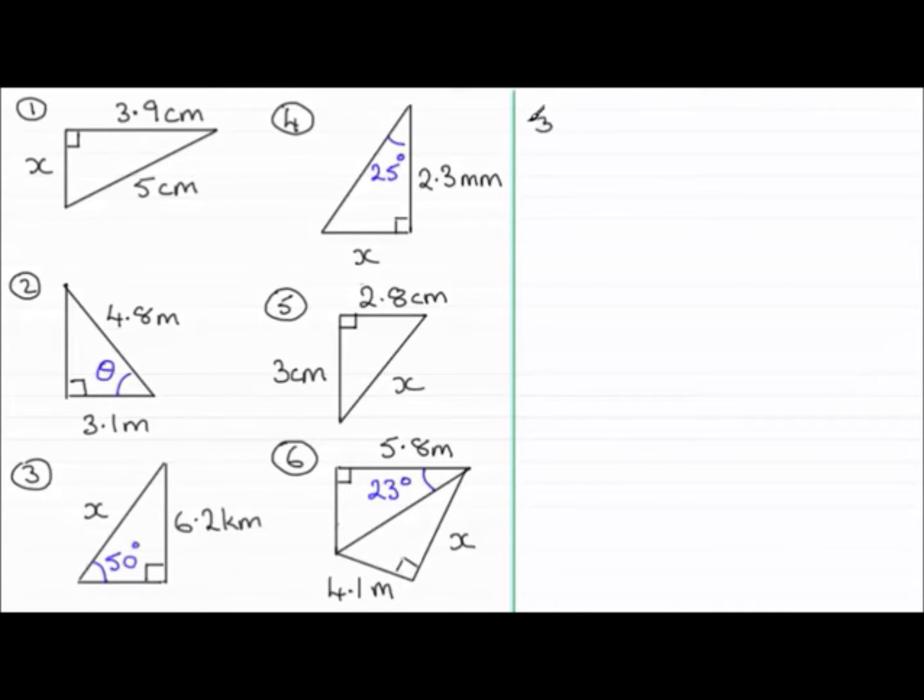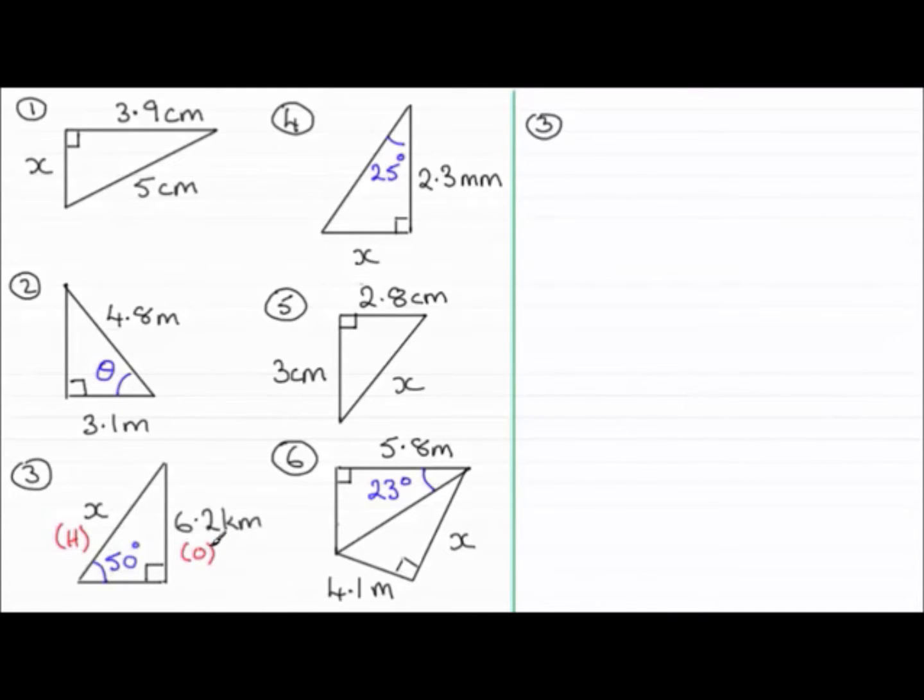Now in number 3, we're being asked to find the length of a side, and for this question it's going to be using trigonometry because we're given an angle here. It's not a Pythagoras type question. So we've got the opposite side to the 50 degrees, so label that O, and x is the side opposite the right angle, so that's the hypotenuse. So that means we need to use the sine ratio here.